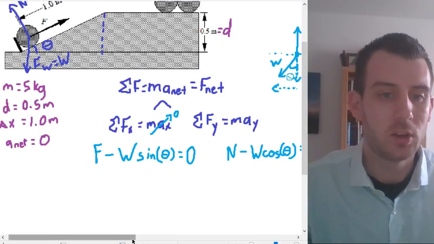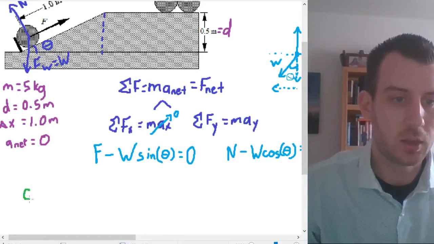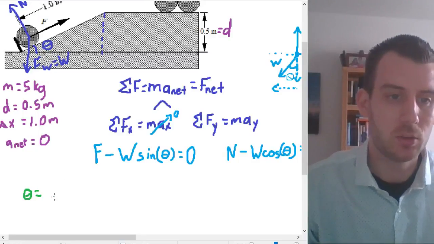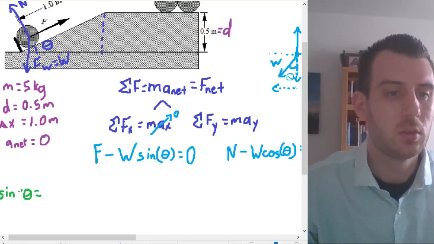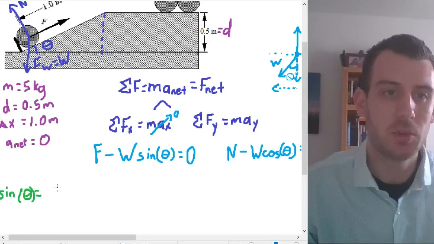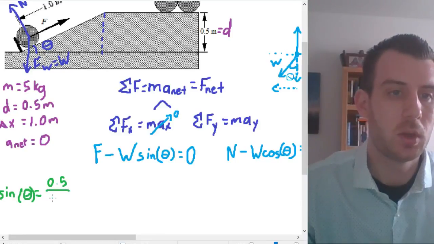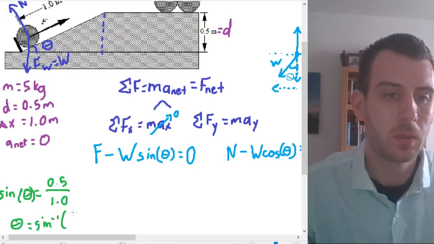Okay, so what can I do? Well, to calculate theta, I can do some side work over here. It gives me the opposite side, and it gives me the hypotenuse side, so I could say sine of theta is equal to the opposite, which would be my 0.5 meters, over my hypotenuse. My hypotenuse was this 1 meter length. So theta is equal to the inverse sine of 0.5 over 1.